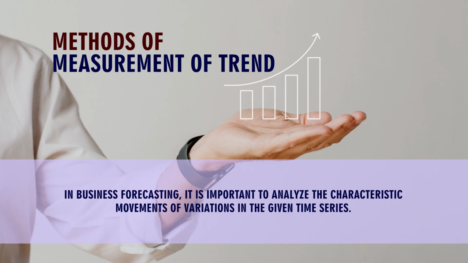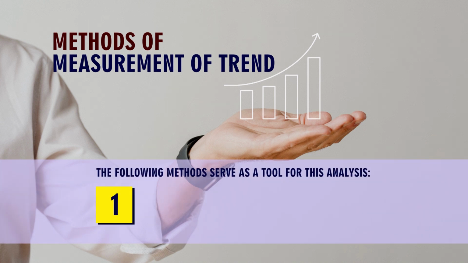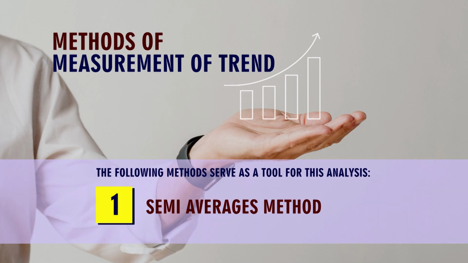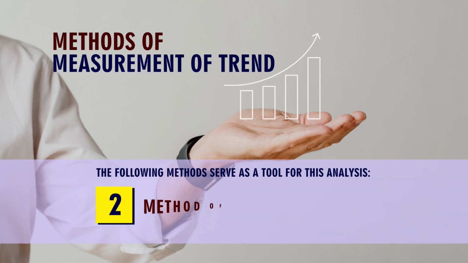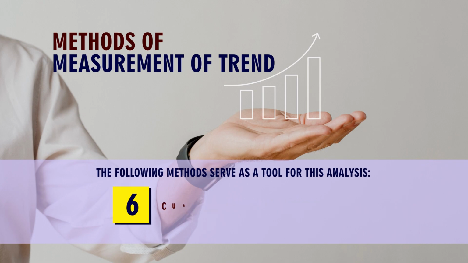In business forecasting, it is important to analyze the characteristic movements of variations in the given time series, and the following methods serve as a tool for this analysis. Number one is the semi-average method, then the method of selected points, then the freehand method, then the moving average method, the least squares method, and then the curve fitting method.